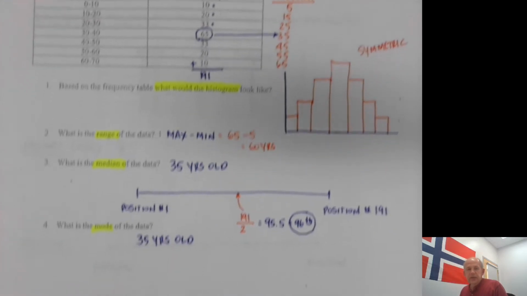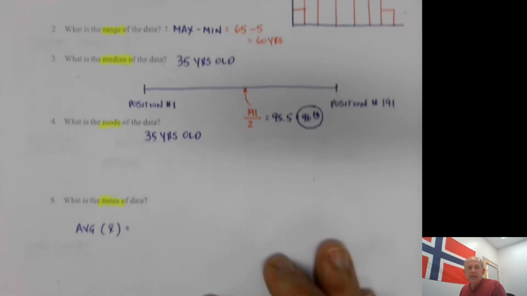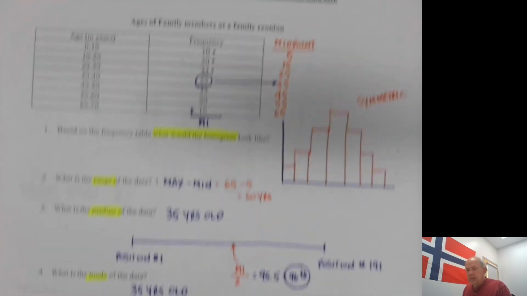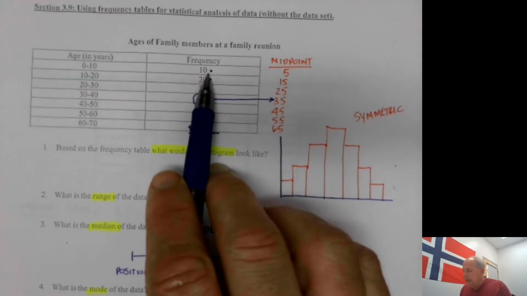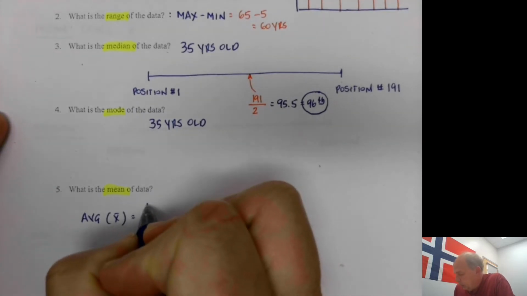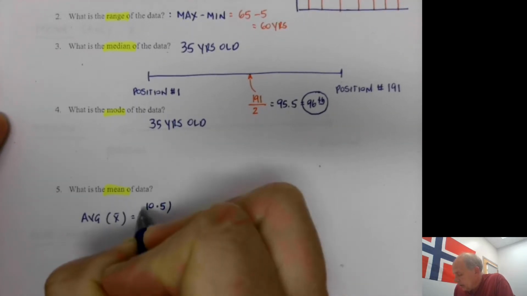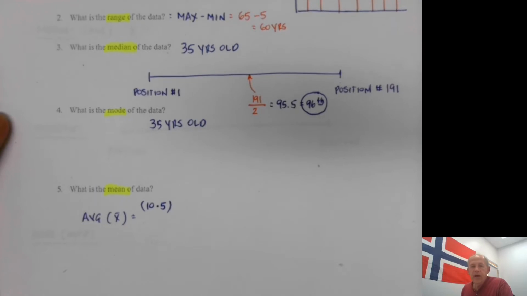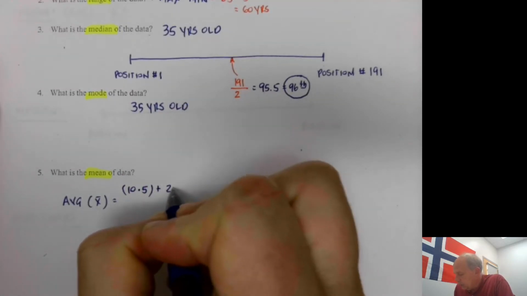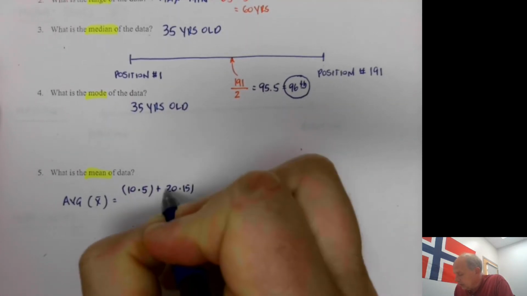Now, the last statistical value I want to find is the mean, or my average age. Here's how I'm going to do this. I am going to take the number of people that I have and multiply it by the age, the midpoint. So there were 10 children that I'm going to call 5 years of age. There are 20 teenagers that I'm going to call 15 years of age.